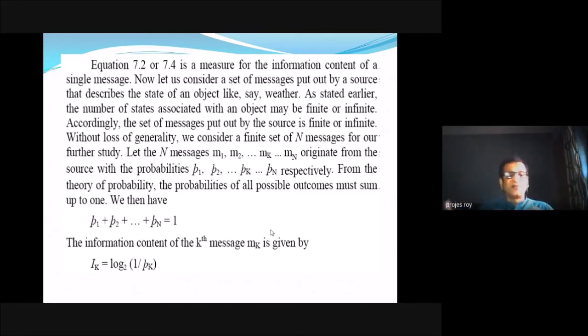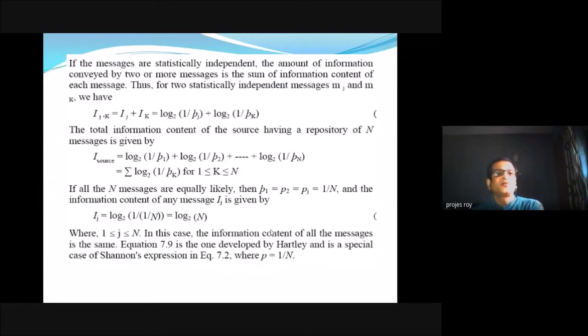And whatever the number will be, the information content of the kth message is given by Ik is equal to log 2 (1/pk). So k is a message. If the messages are statistically independent, the amount of information conveyed by two or more messages is the sum of the information content of each message. Thus, for two statistically independent messages mj and mk, we have Ijk is equal to Ij plus Ik, which is equal to log 2 (1/pj) plus log 2 (1/pk).